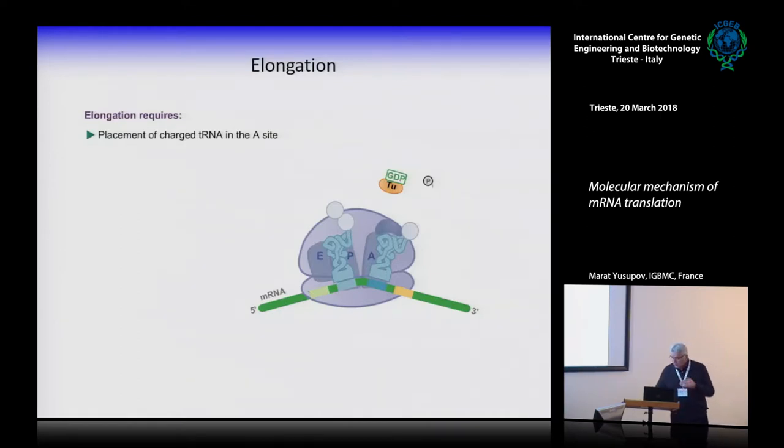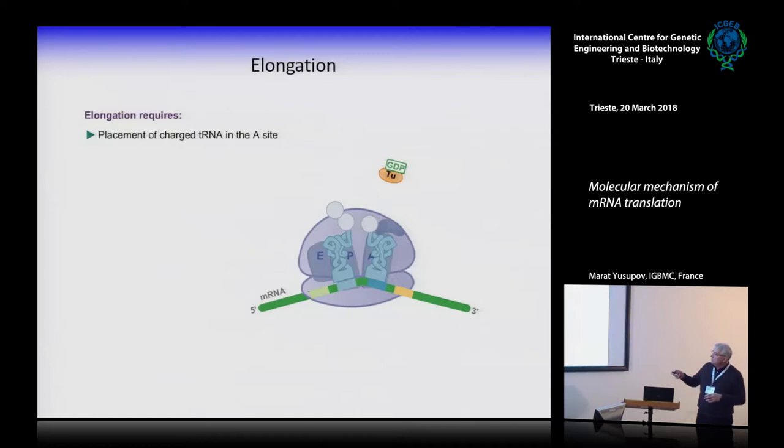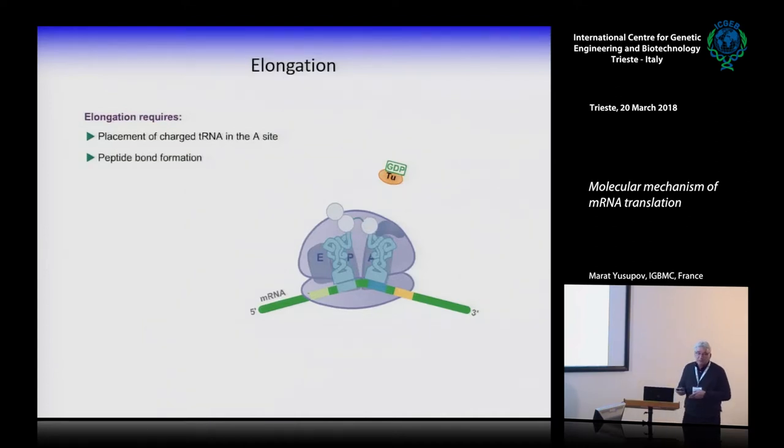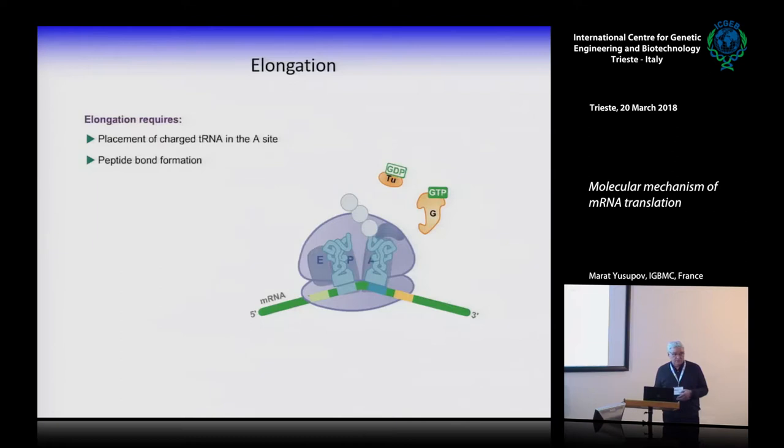And after the Tu factor leaves, we have the step of accommodation, when the tRNA accommodates in such a way that the new amino acid will be very close to the growing peptide in the P site, and that space is named the peptidyl transferase center. In the peptidyl transferase center, we have a spontaneous reaction, the peptidyl transferase reaction, and now we have the peptide linked to tRNA in the A site. Okay? Now we have tRNA in the A site with peptide, and the P site tRNA is deacylated.